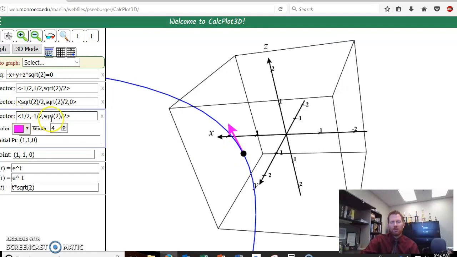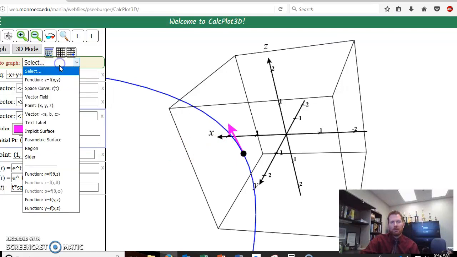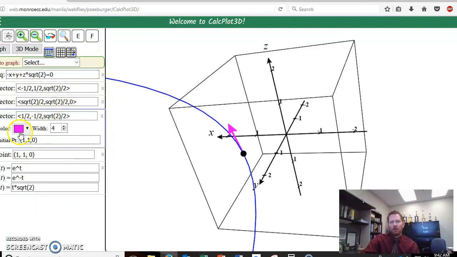If you're wanting to use CalcPlot 3D to graph these yourself, when you put in the components of the vector by choosing a vector, you can pick whatever color you want it to be. You can make it wider or narrower, and then this is important, the initial point. It defaults to the origin, so if I did not put (1, 1, 0), which is the coordinates of this black point, this vector would have been over here, because it treats it as a position vector. But I want the vector that starts at this point, and so that's why I put its initial point right there.